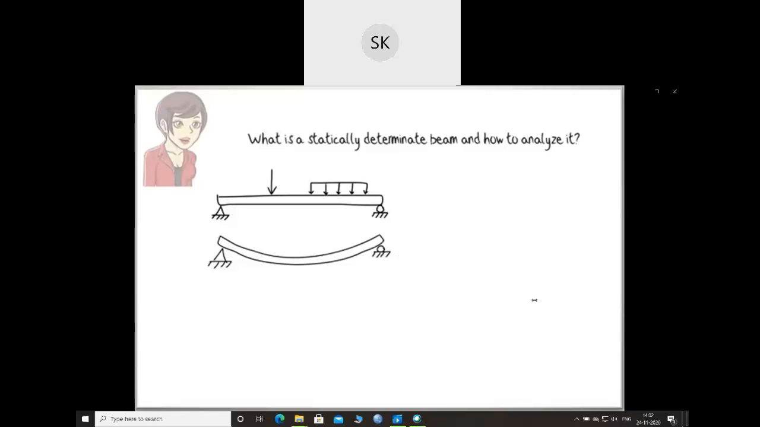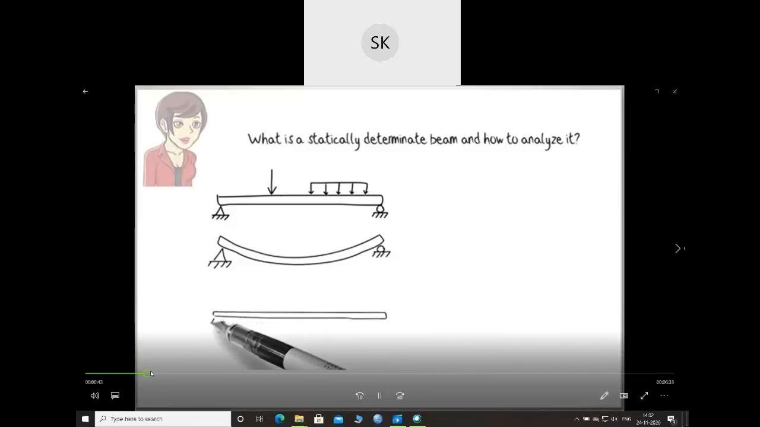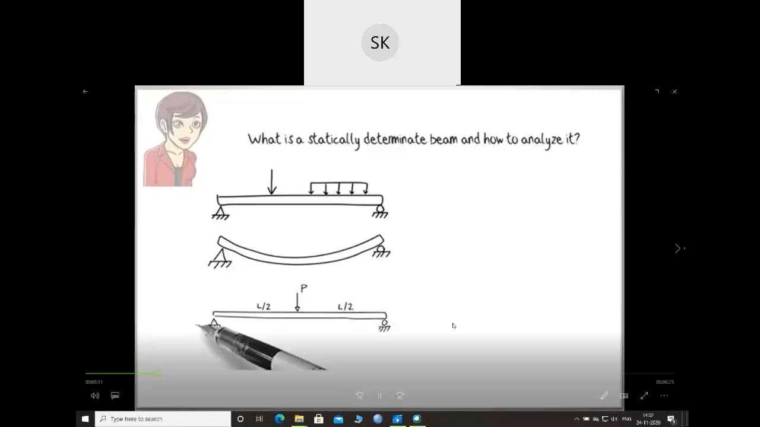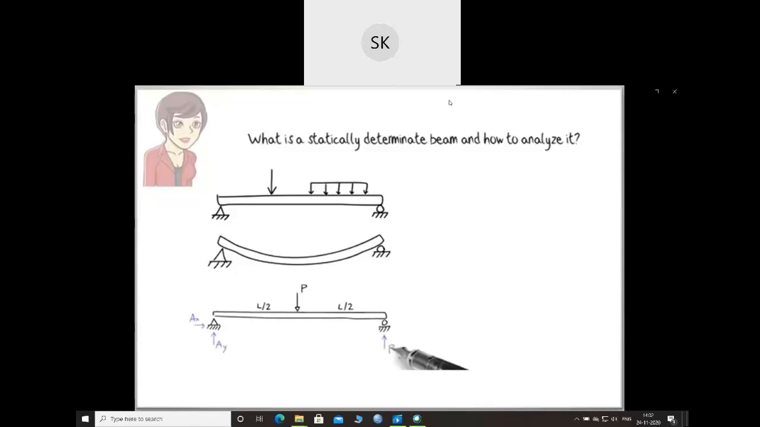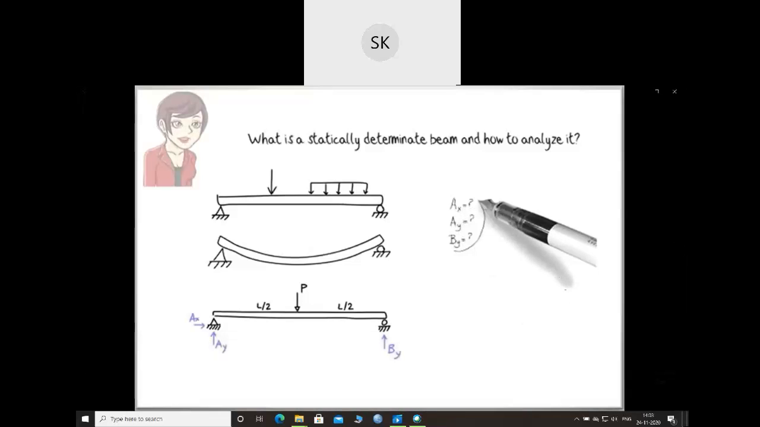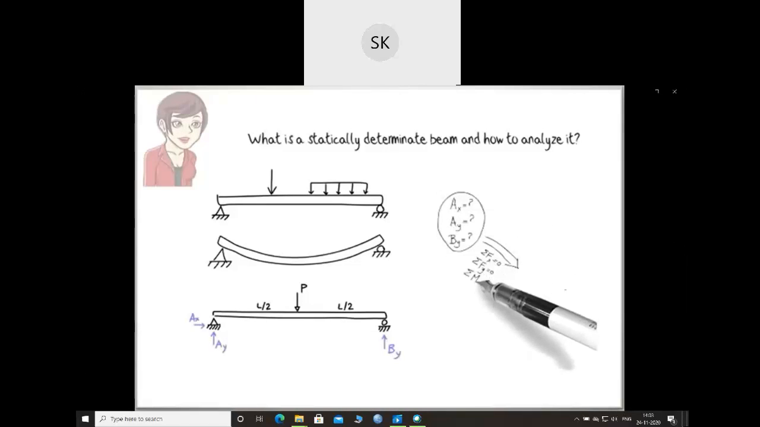The analysis of such a beam involves calculating its support reactions. Let me know if it is okay or not. In this example, beam analysis entails calculating the three support reactions, AX, AY, and BY. Then, what is a statically determinate beam? A beam is called statically determinate if its unknown reactions can be calculated solely using the equilibrium equations.